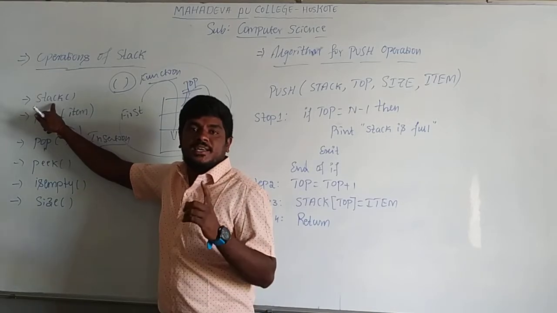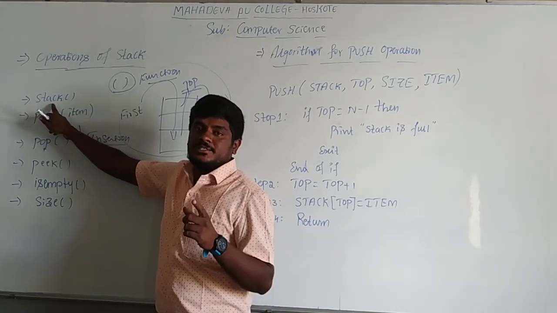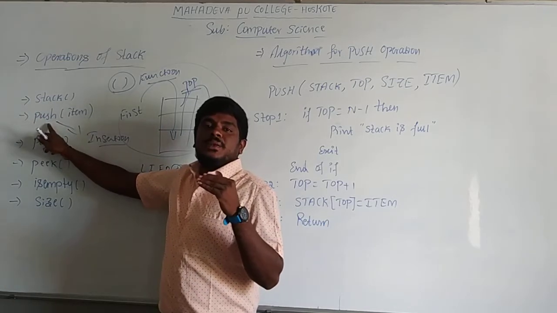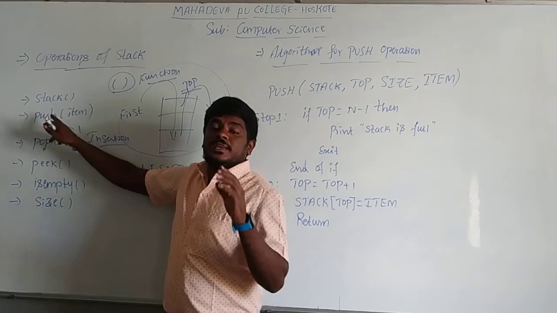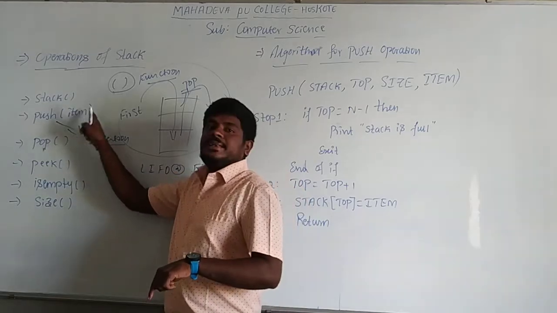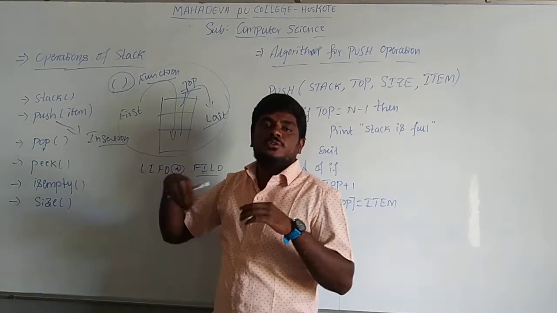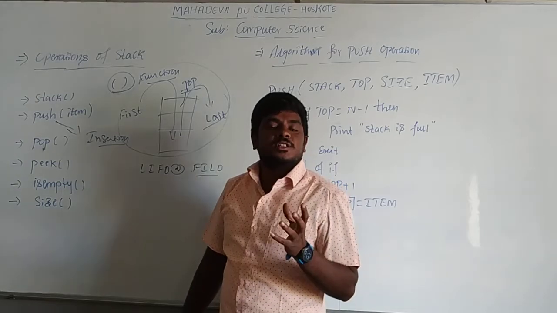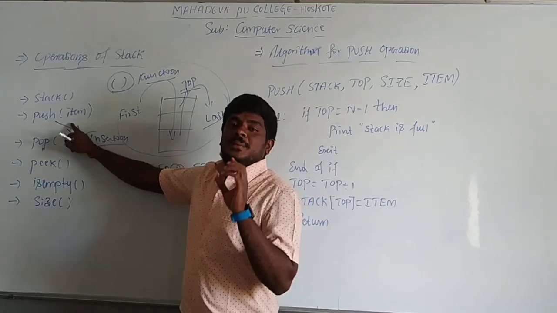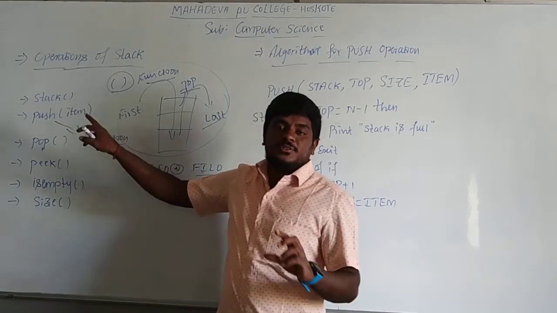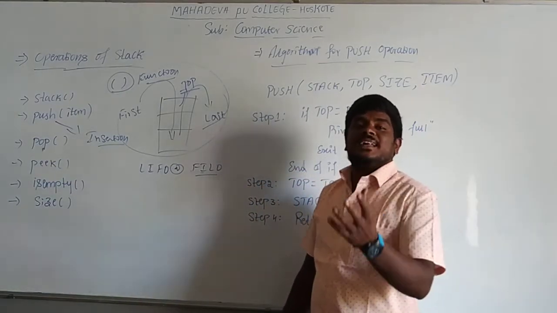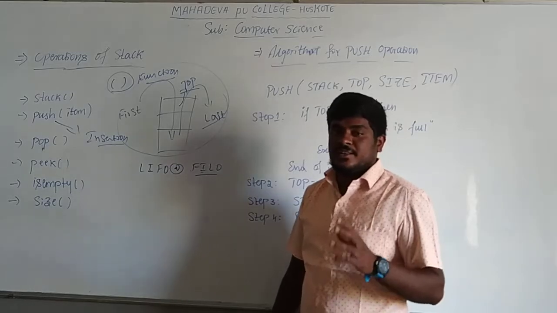Here we already created a data structure first, which is the stack data structure. If we want to pass a new element to it, we need to use the operation called push. Since we are passing a new element, it requires a parameter, that is the data item. It is not returning anything to the user, because we are storing the data in a data structure. That's why it is not returning anything to the user.